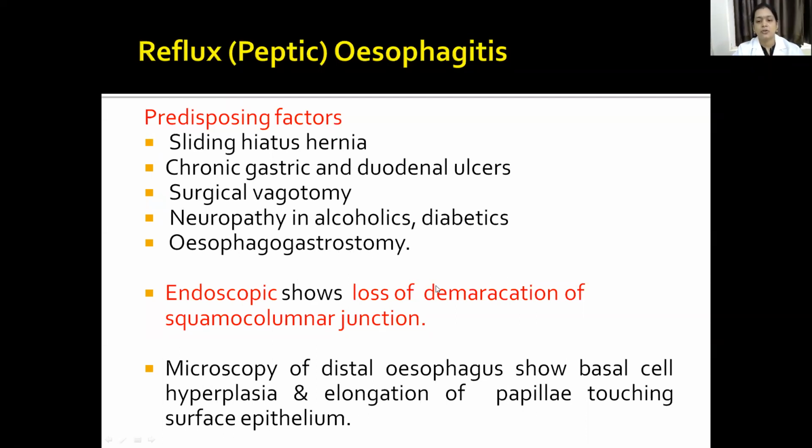So neuropathy in alcoholics, diabetics, and esophagogastrostomy, which combines both, right? Endoscopy shows loss of demarcation of the squamo-columnar junction. Obviously, the esophagus is lined by stratified squamous epithelium, and then the columnar fundic mucosa is present, right? And that is the junction. I already told you about the junction and mucosa. Now, microscopy of the distal esophagus shows basal cell hyperplasia and elongation of papillae touching the surface epithelium.